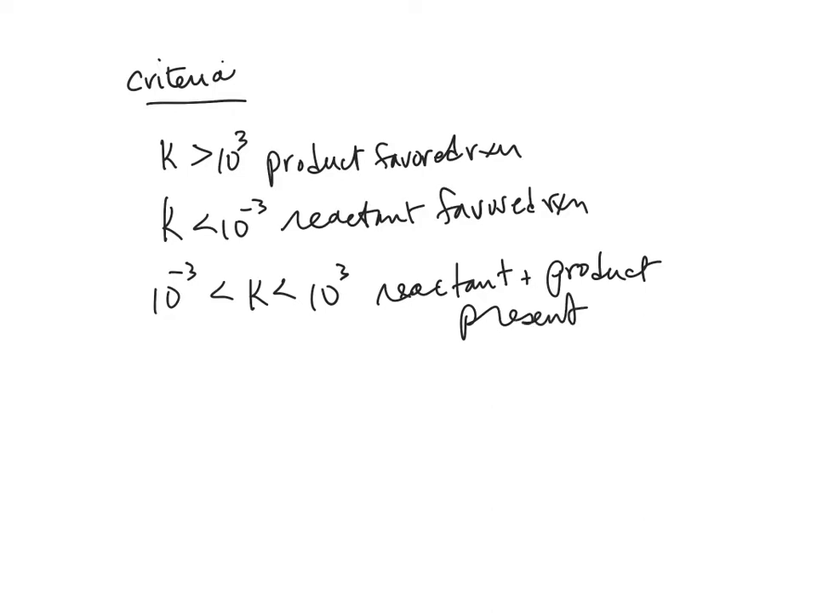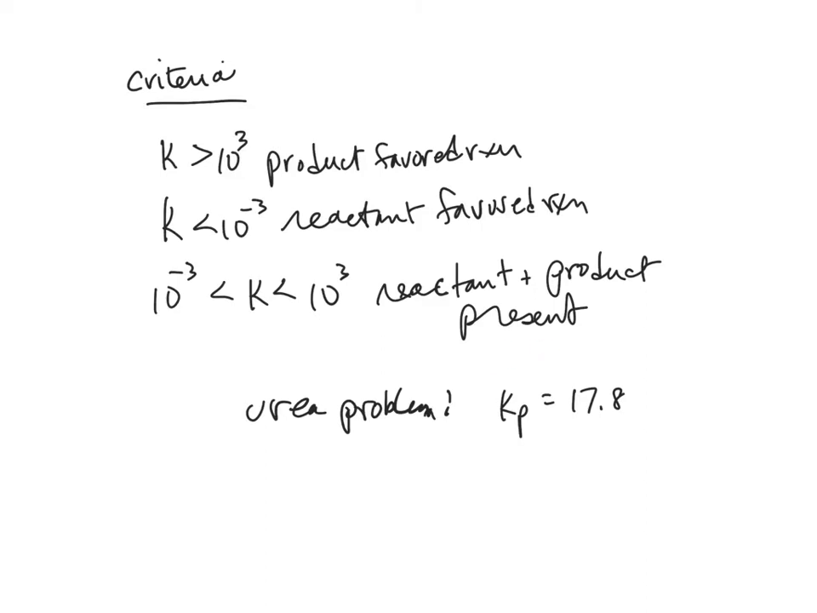And yeah, you could say that this is when the system's at equilibrium, when you've got everything there. All right, now our urea problem here, we have Kp equal to 17.8, and so 17.8 is in between 1,000 and 10 to the minus 3. So that's going to be the situation where you have reactant and product present.